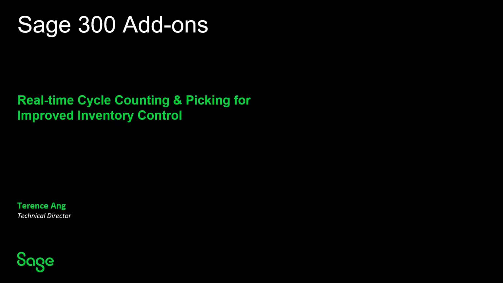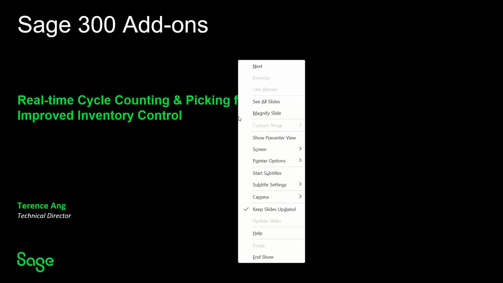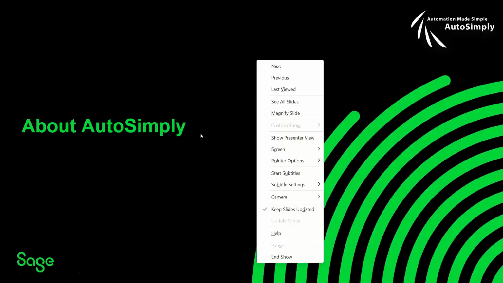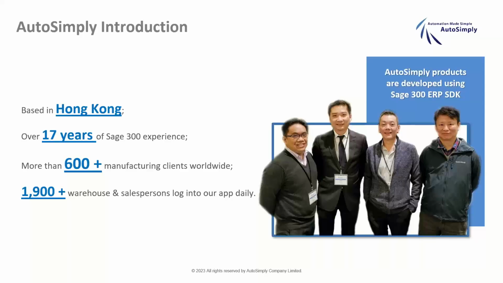So we prepared a very short slide just to show you our product. Okay. So first, about AutoSimply. AutoSimply is a Sage developer partner based out of Hong Kong. We have been doing Sage 300 add-on solutions for the past 17 years. And right now, there are more than 600 clients worldwide, primarily maybe in North America, using our product.